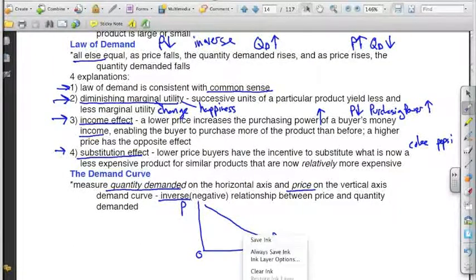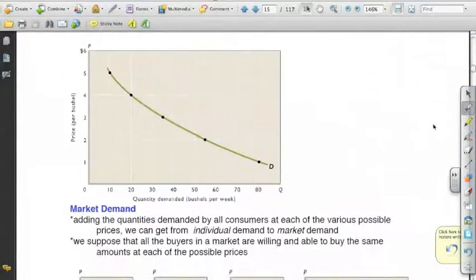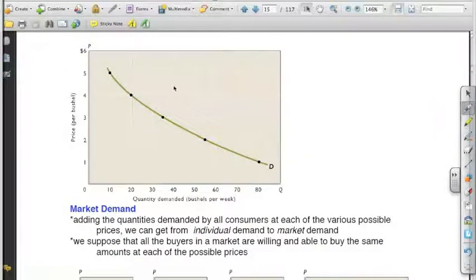So let's see what it looks like from the book. Lo and behold, same thing. We have this downward sloping demand curve showing this inverse relationship. Say we start off here at point A, come over, what's our price? 5. Come down, what's our quantity demanded? 10.